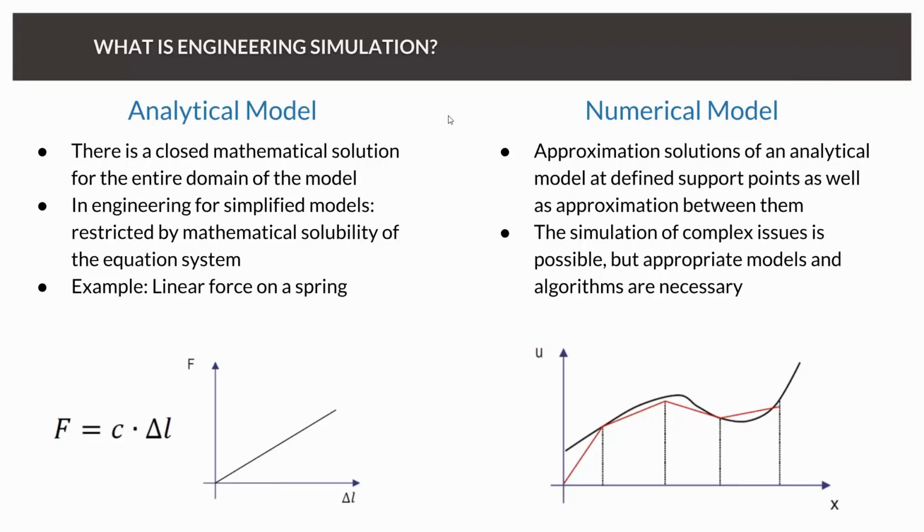Let's say you are taking a look at a linear spring and you want to describe it. You can use an analytical model. In this case, our analytical model is F equals C multiplied with the elongation of our spring. And closed means in this case that for the infinite number of points of our domain we're considering, in this case different delta L's, for every one of these points we have a unique solution, or we have a solution at least. And the great thing about this kind of model is that it's very easy to work with them.